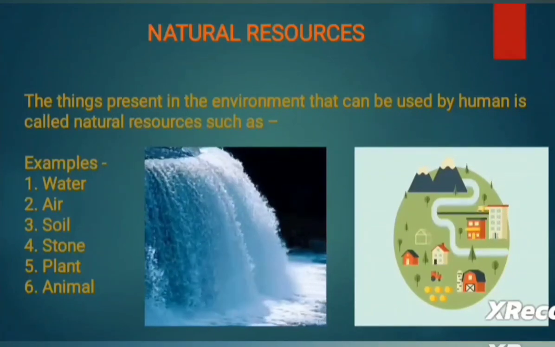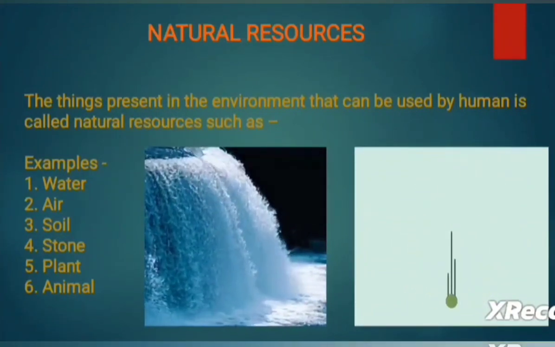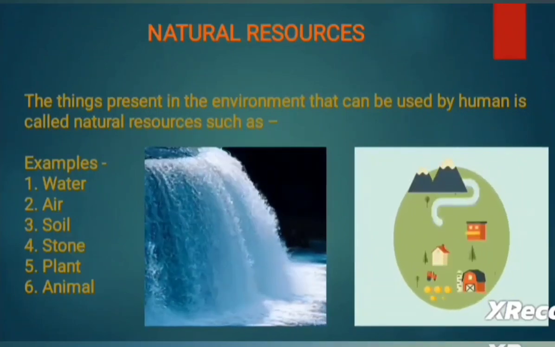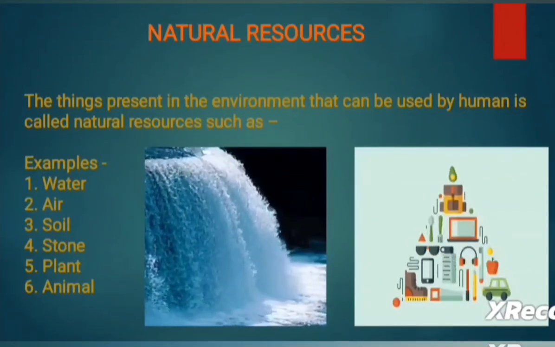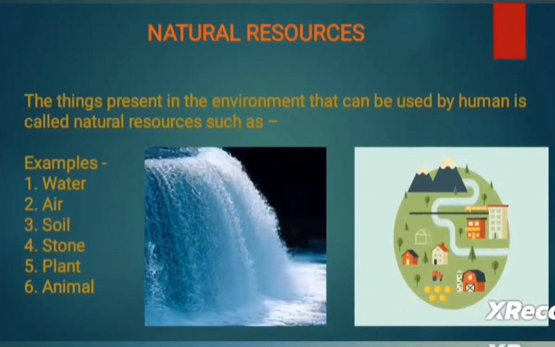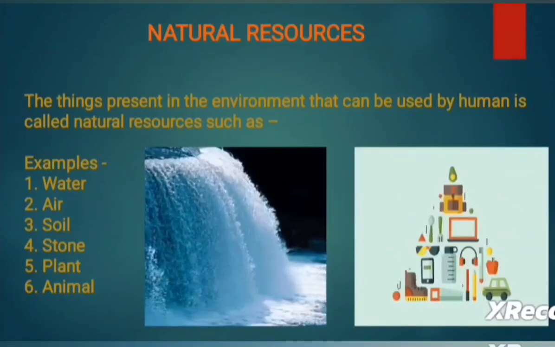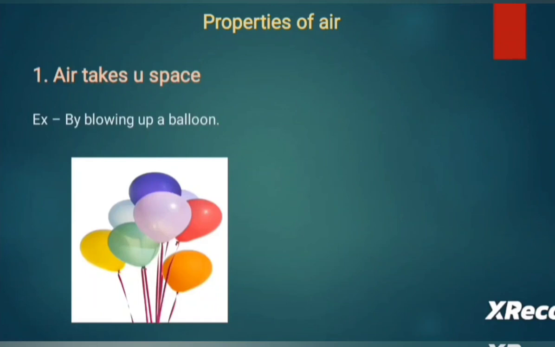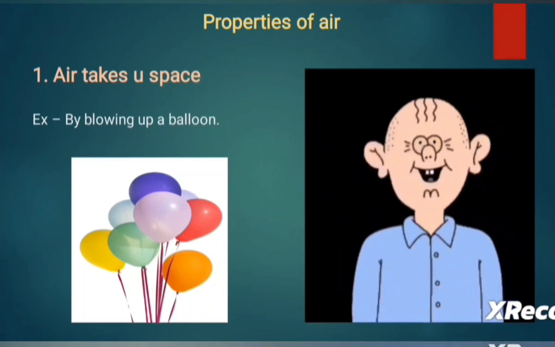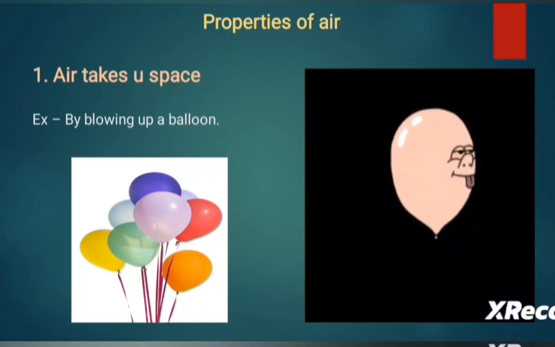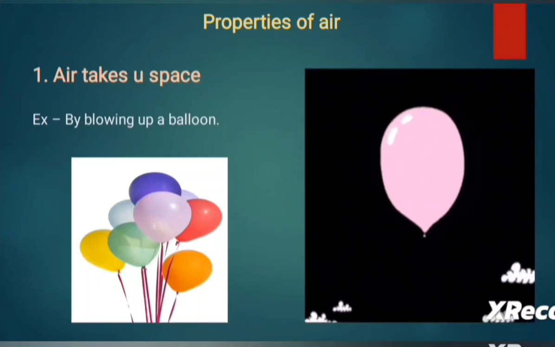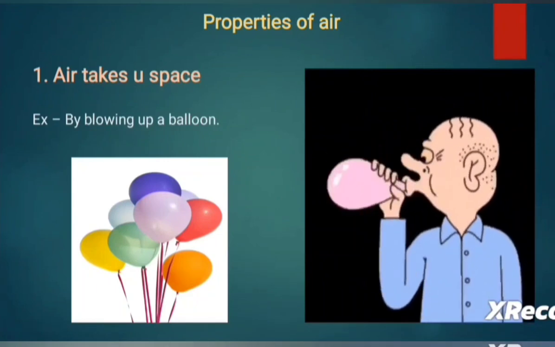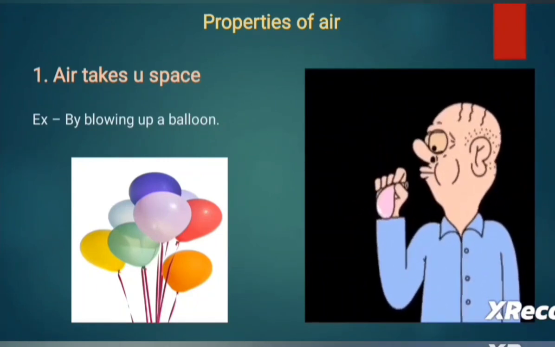Natural resources are both living and non-living. Plants and animals are living natural resources, whereas air, soil, and water are non-living natural resources. Now let's see the properties of air. As we know, air is important for all plants, animals and humans to survive on this earth. Without air, living things would be unable to survive. We cannot see air, but still it is present.